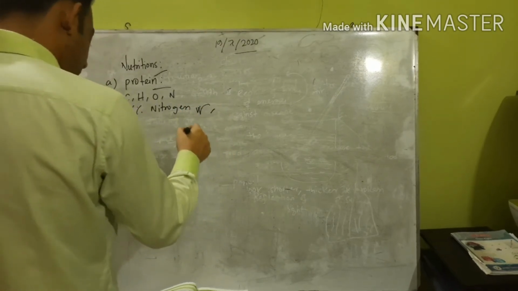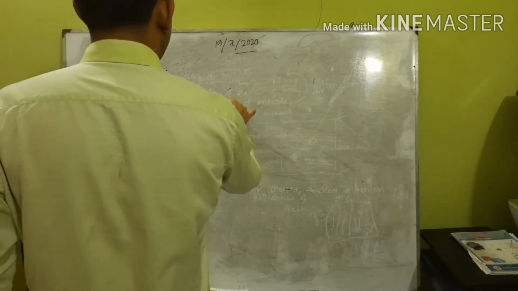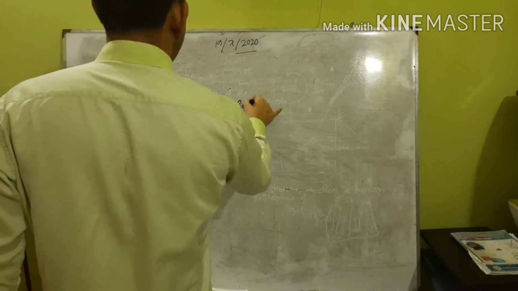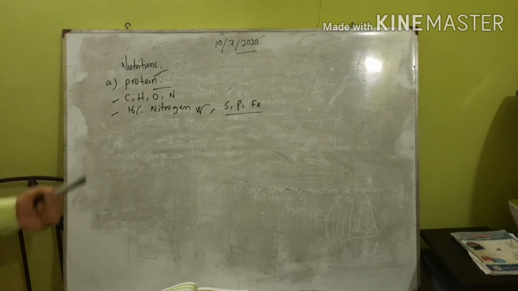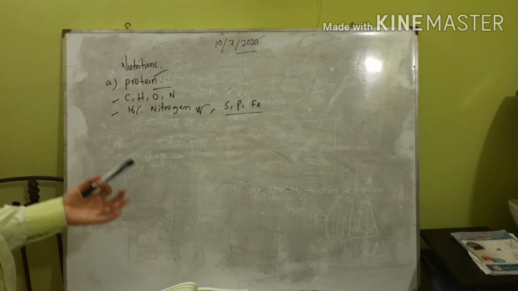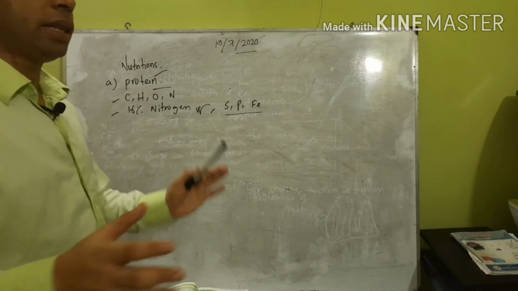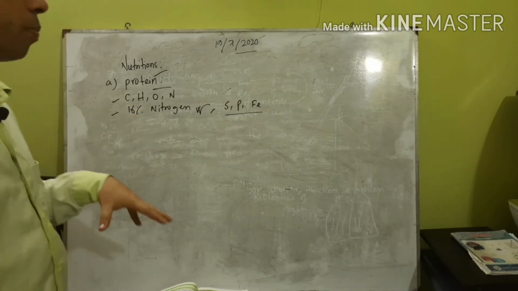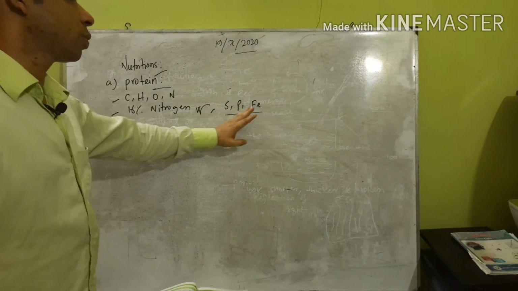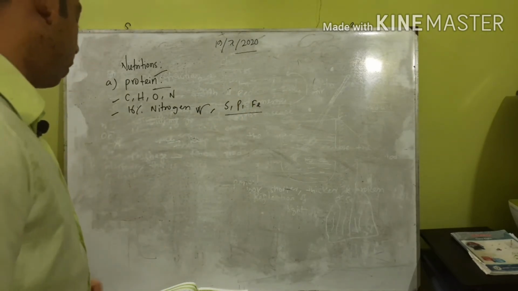Besides these, sulfur, phosphorus and iron are also present. The maximum amount is nitrogen at 16%, but other than that, sulfur, phosphorus and iron are also present. They are very important for MCQs like that.